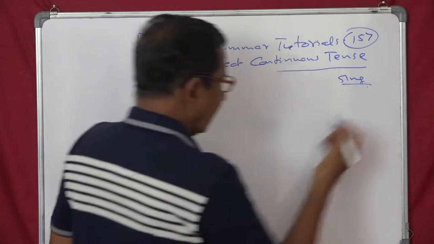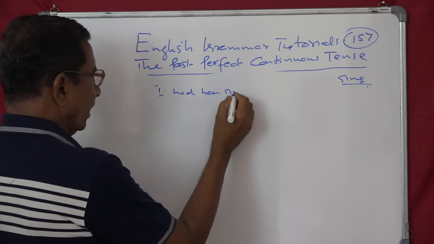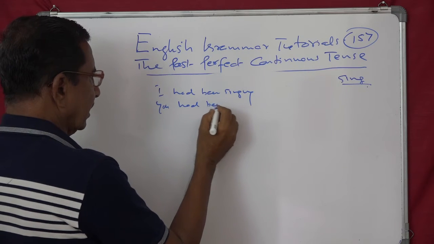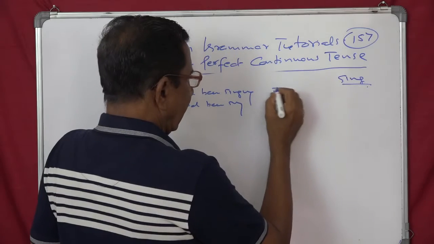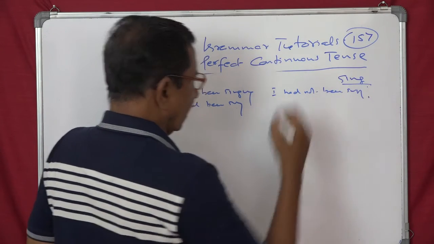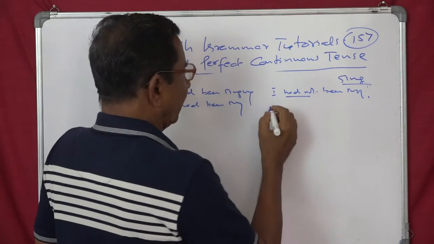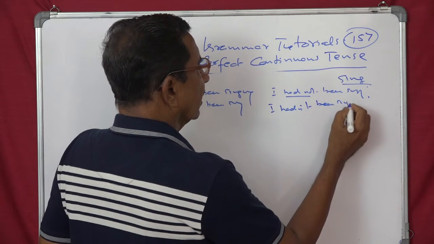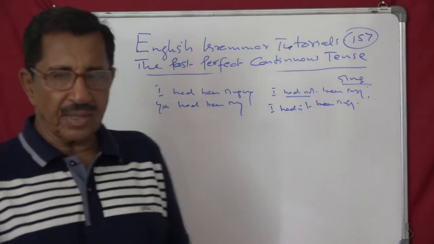Just take 10 verbs. See, I will do one verb for you, say sing. You can write like this. I had been singing. Again, you had been singing, like that. And then make it negative. I had not been singing, etc. And then you use the contracted form, the short form. I hadn't been singing, like this. So if you have 10 verbs, very easily you can make 100 sentences.